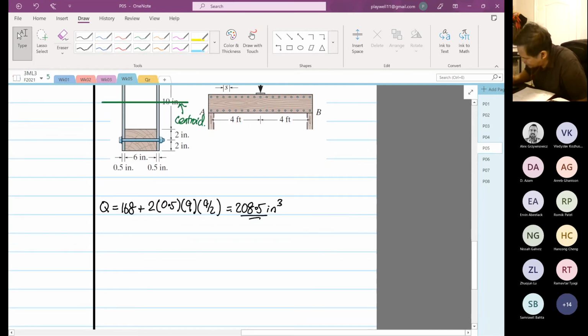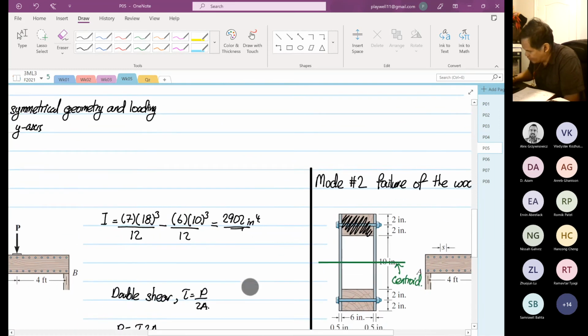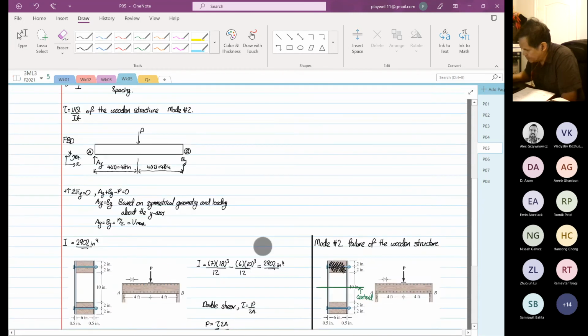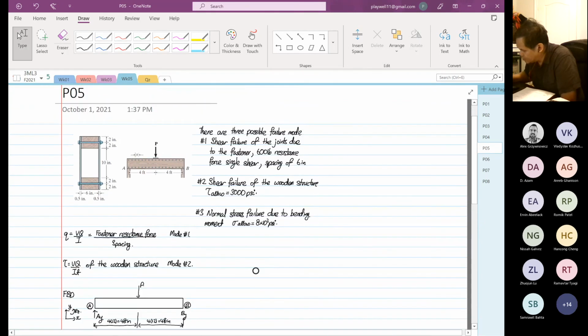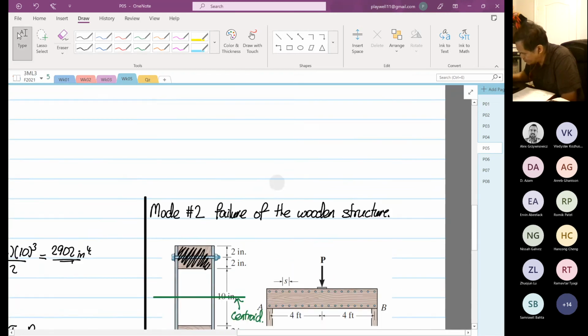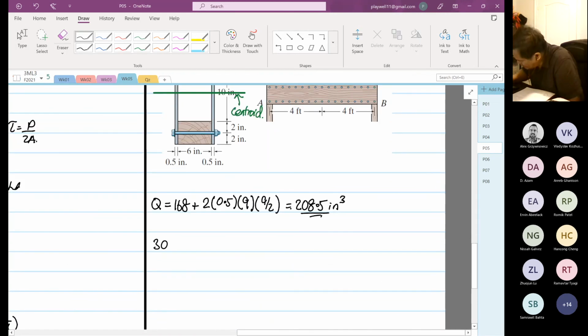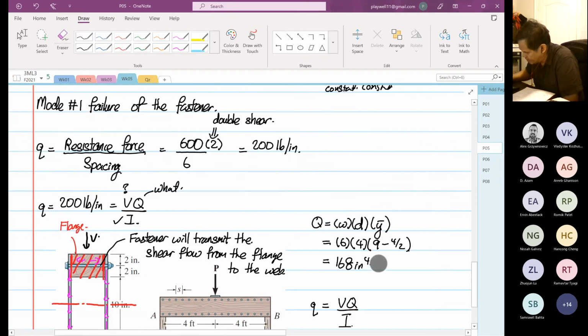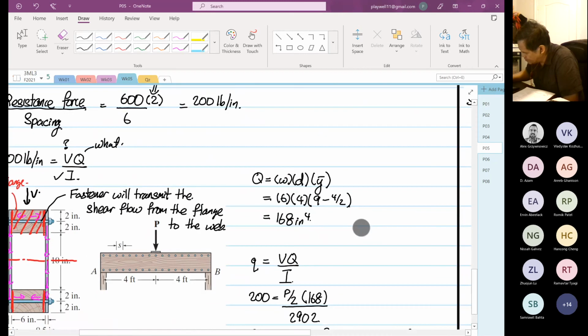Okay. Then your shear stress, we are given the shear stress at what? The shear stress value, I forgot now. The shear stress value is 3,000. Okay, so 3,000, P over 2, Q is 208.5, I is 2902. See, my short-term memory is so bad. It is 2902.